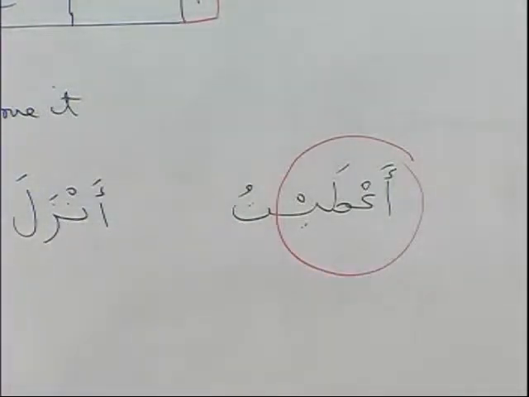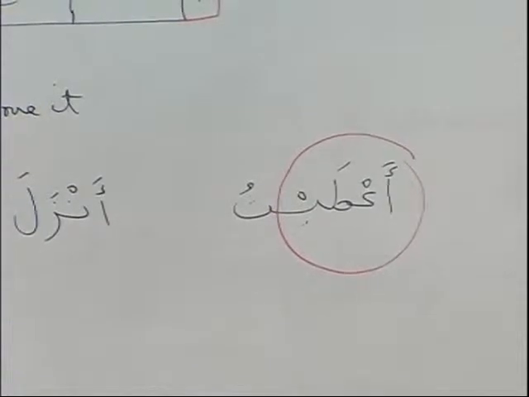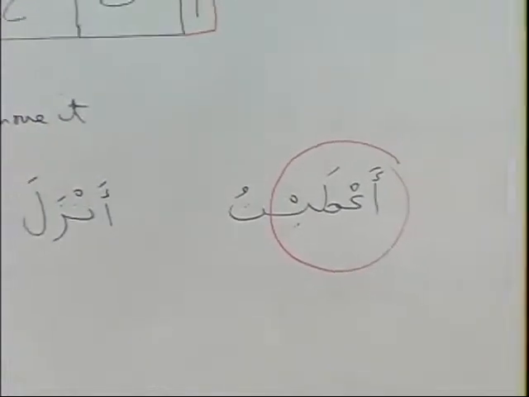Where is the fa'il? Tu. And what is Bilalan? Maf'ulun bihi number 1. And Sa'atan? Maf'ulun bihi number 2. So how will you translate? I gave. What did you give? A watch. To whom did you give? To Bilal. You give something to someone. Very good.